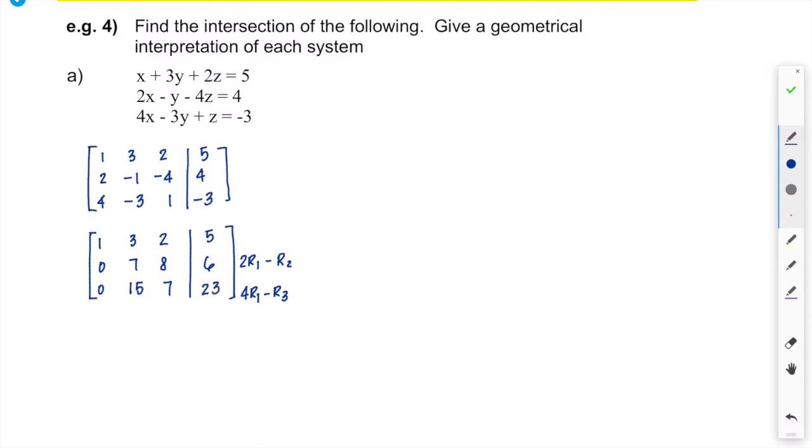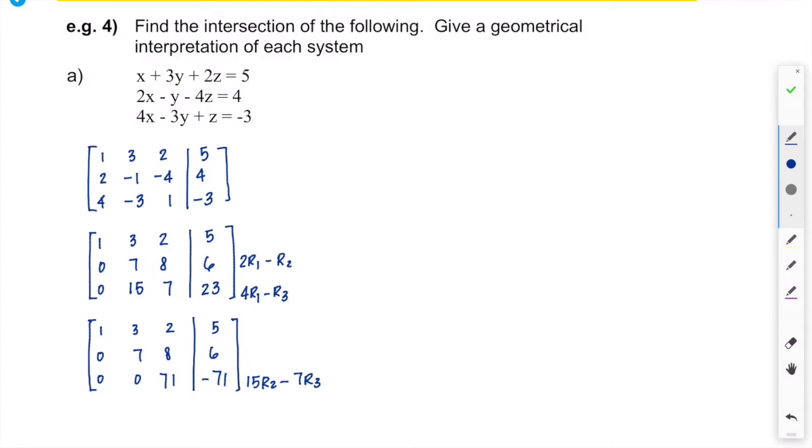Next, let's eliminate the middle entry in the last row. Copying 1, 3, 2, 5, 0, 7, 8, 6. These are big numbers, so 15R2 minus 7R3 is what I need. When I do that, I get 0, I get 0. Now 8 times 15 minus 7 times 7, just use a calculator. This is 71, and 6 times 15 minus 7 times 23, I got -71.